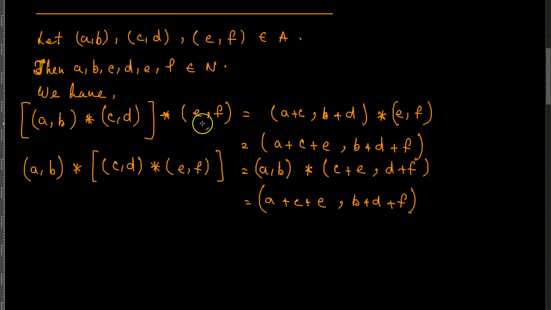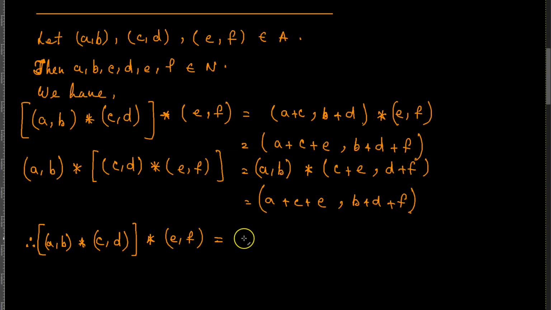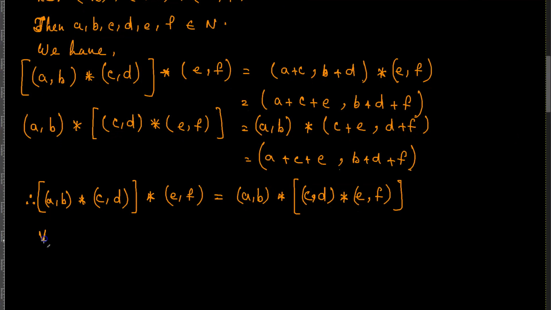And as you can see, you can say that (a, b) star ((c, d) star (e, f)) is the same thing as ((a, b) star (c, d)) star (e, f) for all a, b, c, d, e, f belonging to the set of natural numbers. Therefore, star is associative.